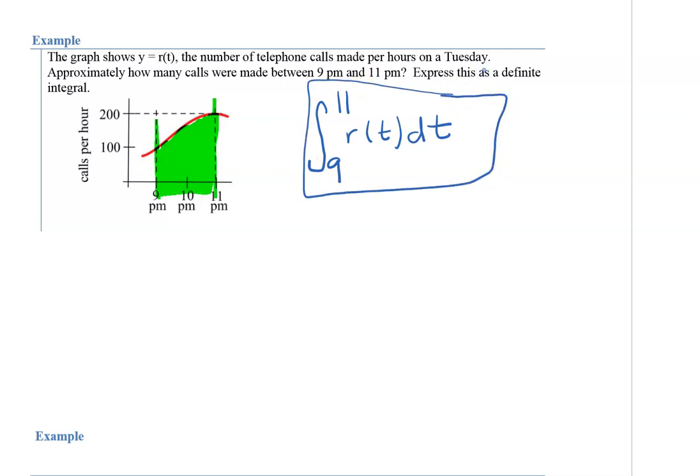And again, we're going to move forward and look at how to actually solve these out and find that area under the curve. But for right now, I just want to do one and show you the setup and where these numbers would come from.